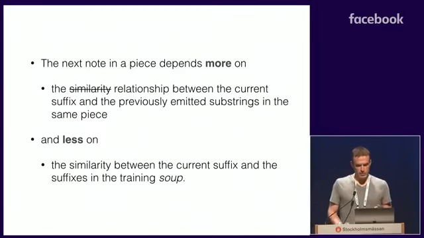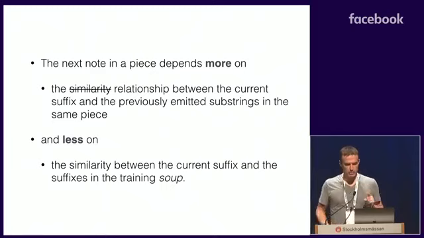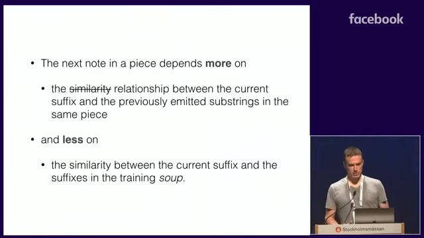We would argue that in some sense, when you're predicting the next symbol in a piece of symbolic music, it really depends more on the relationship between the current suffix and all of the previously generated substrings in the current piece that you're generating. It depends more on that and less on the relationship between the suffix and the substrings in the training set. So we really want to learn the transformations between subsequences within a piece.